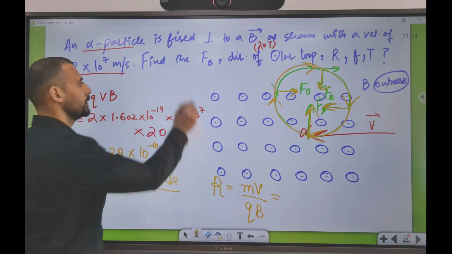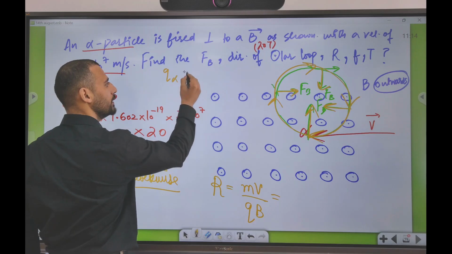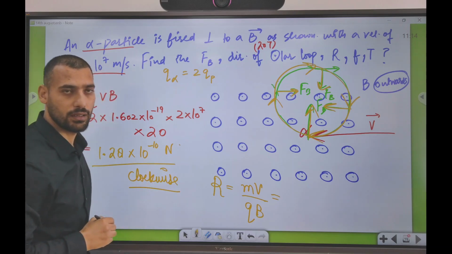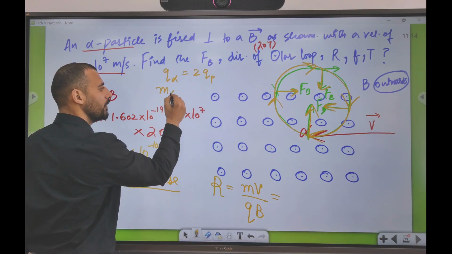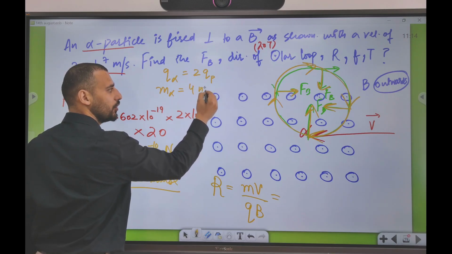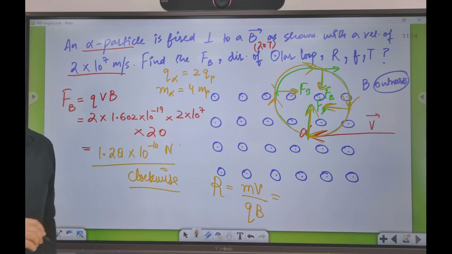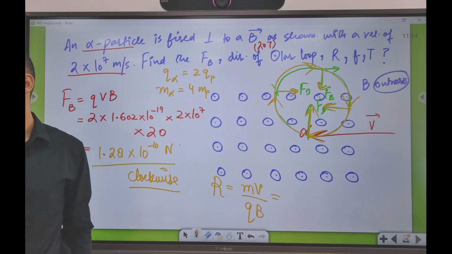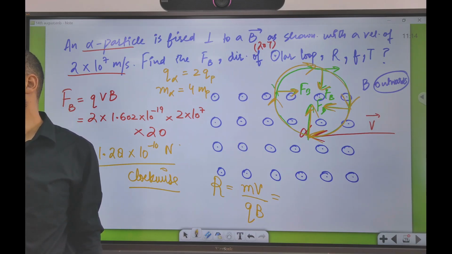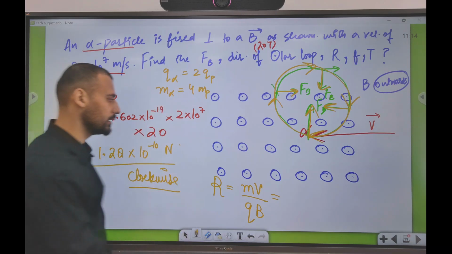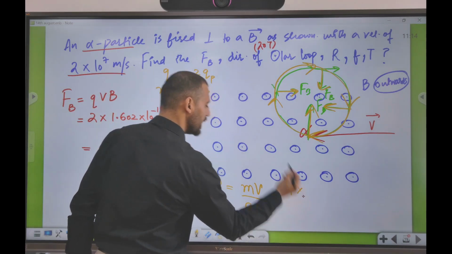Charge of alpha is 2 times charge of proton. Okay? But mass of alpha is 4 times the mass of proton. Is that clear? Because alpha particle is a helium atom in which 2 electrons have been taken out. Fine? Therefore the mass is 4 times. So we have to write 4 times the mass of proton.